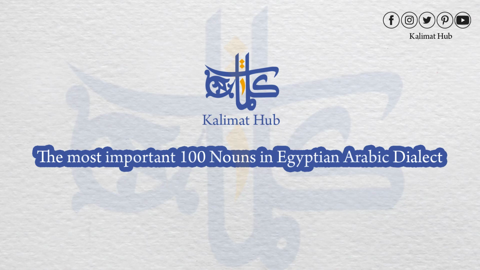Okay. بنطلون. I think you can guess this word. بنطلون. Pants. Okay. The next word is حفلة. حفلة is party. Okay. صورة. صورة is picture. Okay. زرع. زرع is plant. Okay.